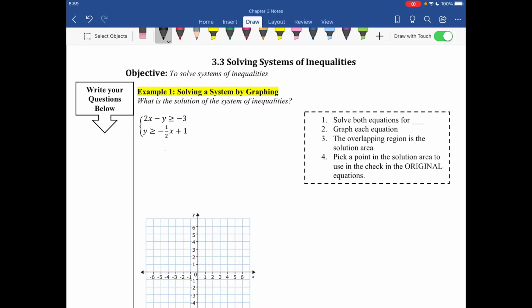Today, we're going to learn about solving systems of inequalities. Just like the last chapter where we graphed one inequality, now we're going to graph two of them to make a system and see where the two graphs overlap. First thing we need to do is solve both equations for y.